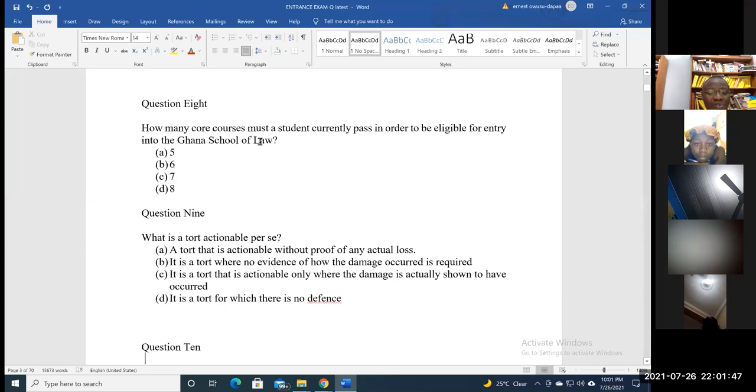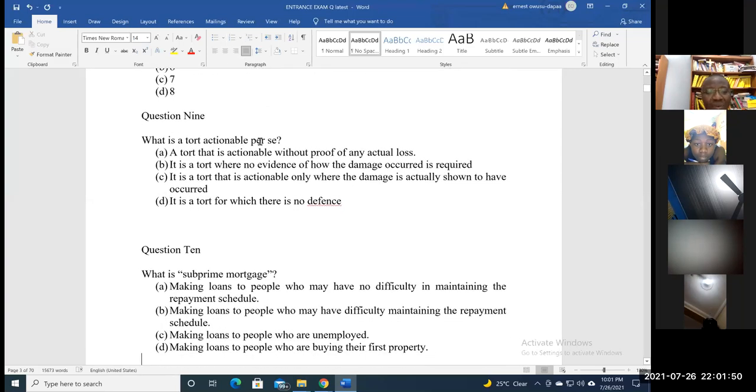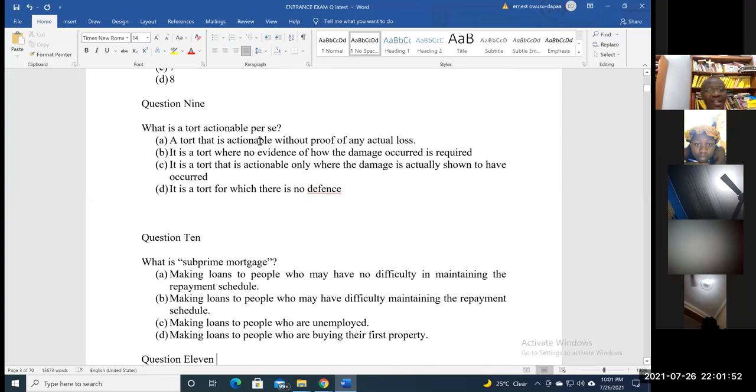Okay, let's move on to the proper law question. What is a tort actionable per se? Okay, so when we say that a tort is actionable per se.